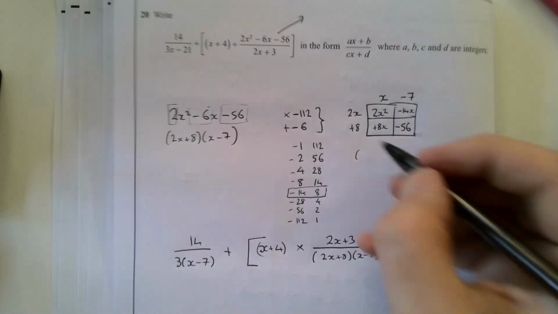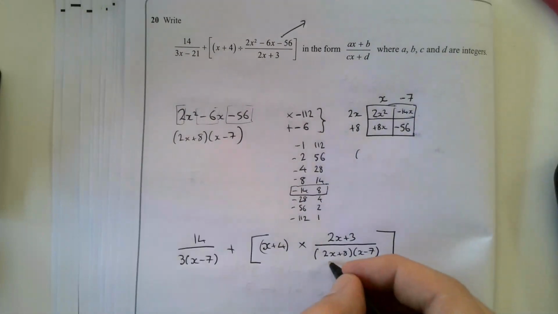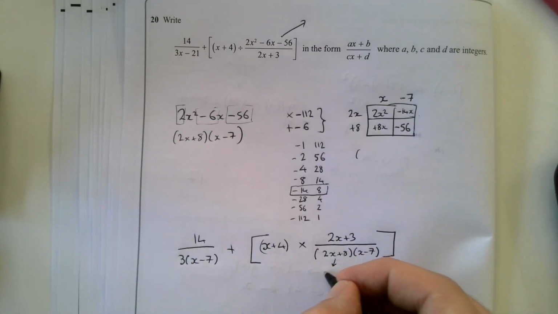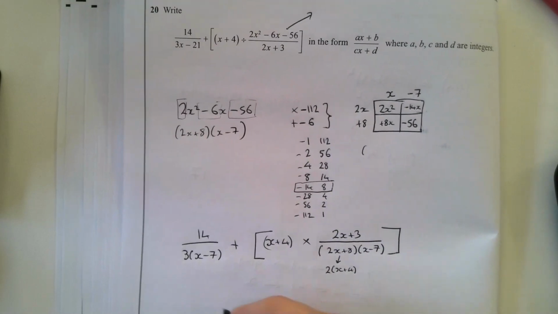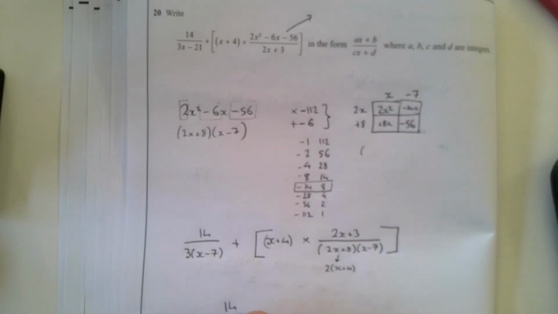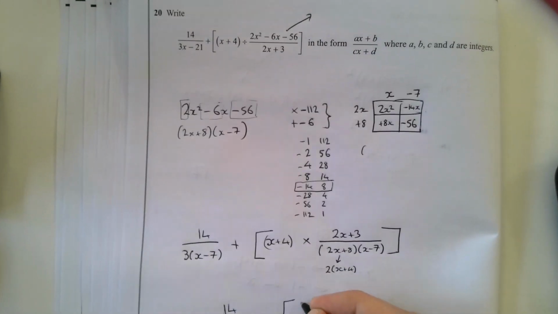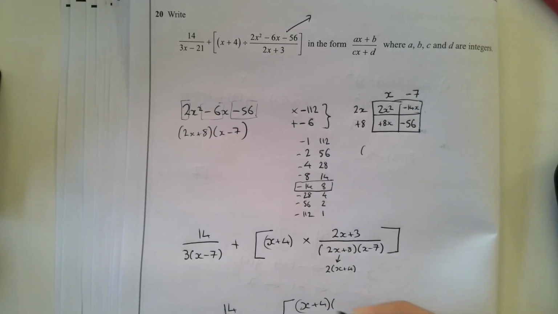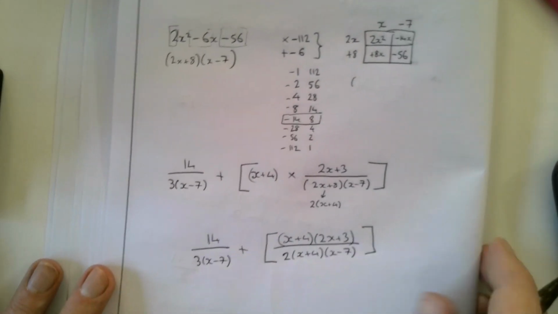Now at this stage, I can realise that these two terms are both in the 2 times table, so when I do my next step, I'm going to change that to 2 lots of x plus 4, because I can. So I'm now going to write this out again. I've got 14 over 3x minus 7 plus this fraction: x plus 4 multiplied by 2x plus 3, all over 2 lots of x plus 4 times x minus 7. Okay, so I've got that.